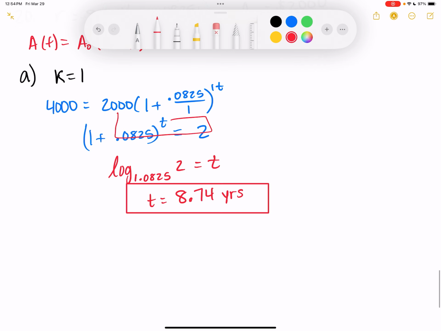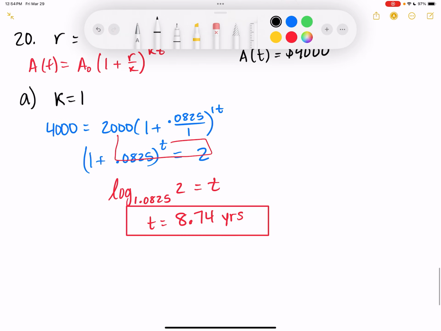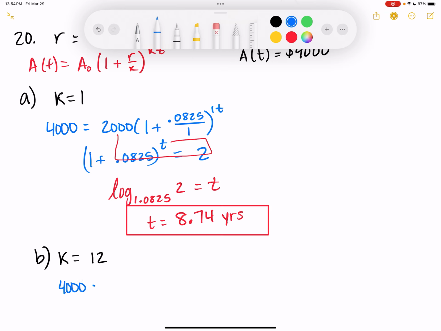Now, still the same initial numbers up here that I wrote in black. But question B says that if it is compounded monthly, what does that mean K is? 12. So 4,000 is equal to 2,000 times 1 plus 0.0825 divided by K, which is 12 in this one, raised to the 12T.